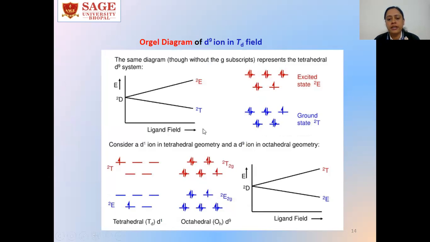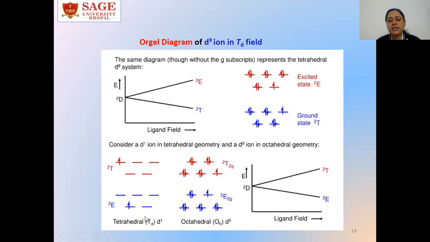Now the Orgel diagram for the D9 ion in the octahedral and tetrahedral field. For tetrahedral, the ground state will be 2T and the excited state will be 2E, which is exactly reverse. Let us first discuss the D9 octahedral case. In this case, two possible arrangements are there in the ground term. So 2EG will be the ground term, 2T2G will be the excited term, but the reverse happens in case of tetrahedral. In tetrahedral, three possible arrangements are possible in the ground state. So 2T is the ground state, and in the excited state 2 possible arrangements are there. So 2E will be the excited state.